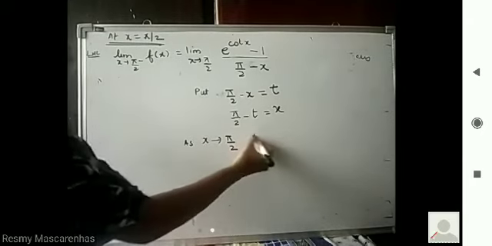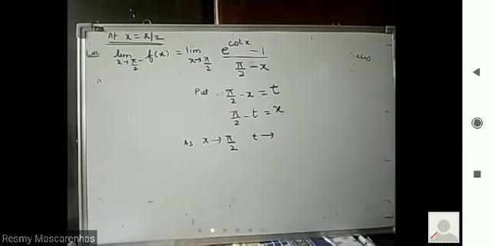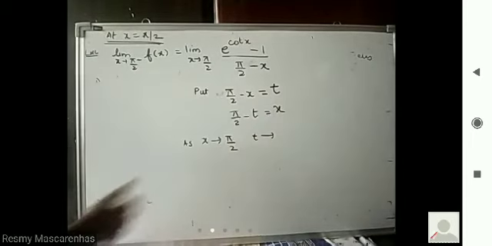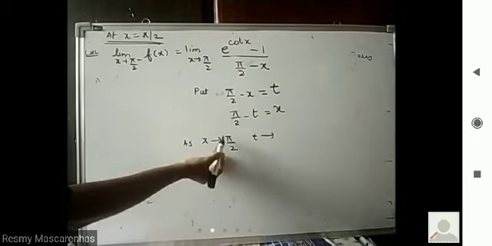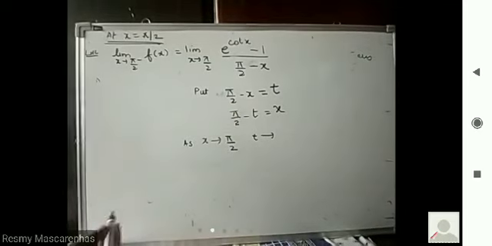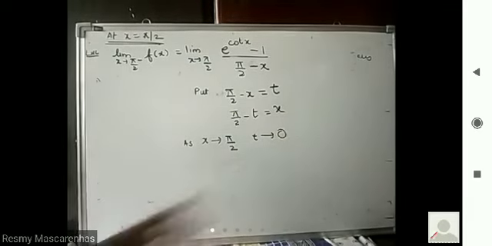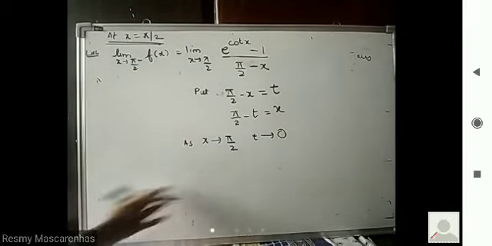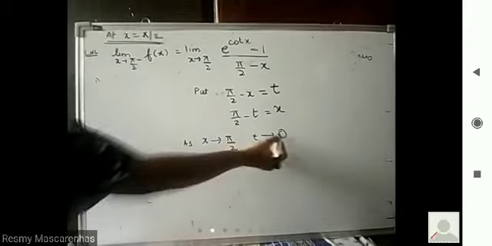Okay. So what will be the value of t? I want to know. So put x is equal to pi by 2 here and see how much it will be. Pi by 2 minus pi by 2, how much it will be? 0. So the value of t is 0.